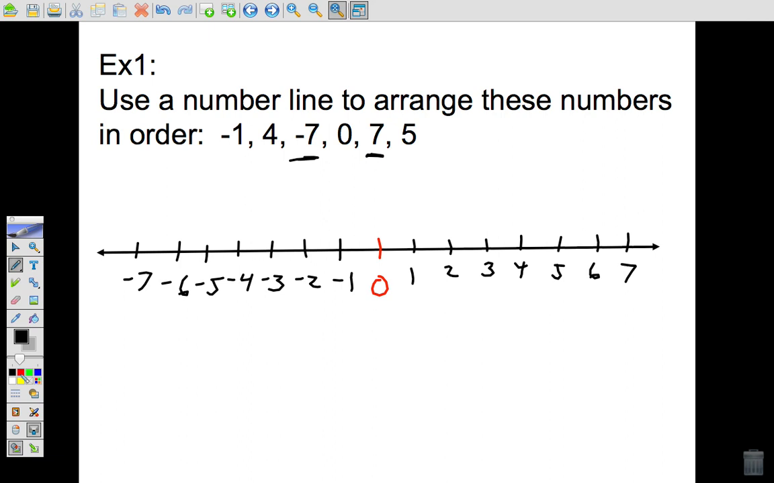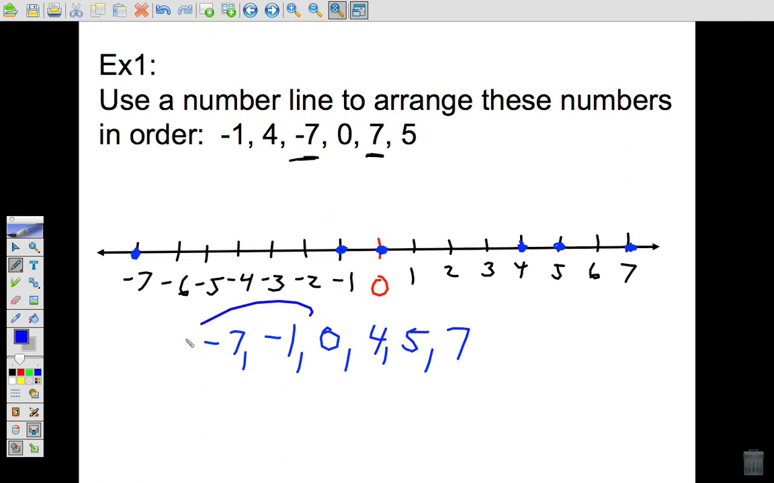So now I've made my number line, and more or less this would probably be the way that you would set it up. Now I'm just going to put dots above the numbers that they're representing. So I've got a -1 right there. I've got 4 right here. I've got -7 right here. I've got my 0, which is neutral. I've got my 7. And then finally we have the 5. So notice that I've put the numbers in order. I've used the number line to arrange these numbers in order. So the order of these numbers would be -7, -1, 0, 4, 5, and 7.